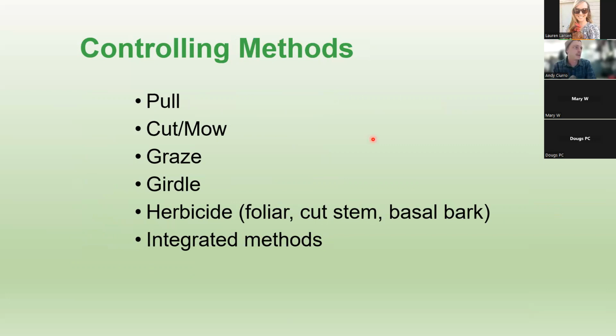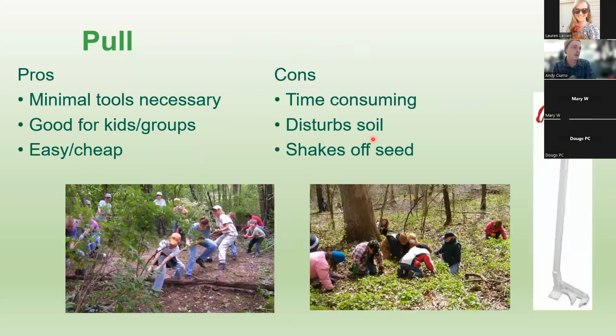All right, so now getting into the meat and potatoes. What different ways can we do it? So pulling, that's the most simple way to control it. It's best for seedlings. You're going to see a lot of these weed wrenches. To the right here is a weed wrench, and these are really good. They work for that 1 to 2 inch diameter buckthorn. The thing is, they disturb the soil quite a bit.